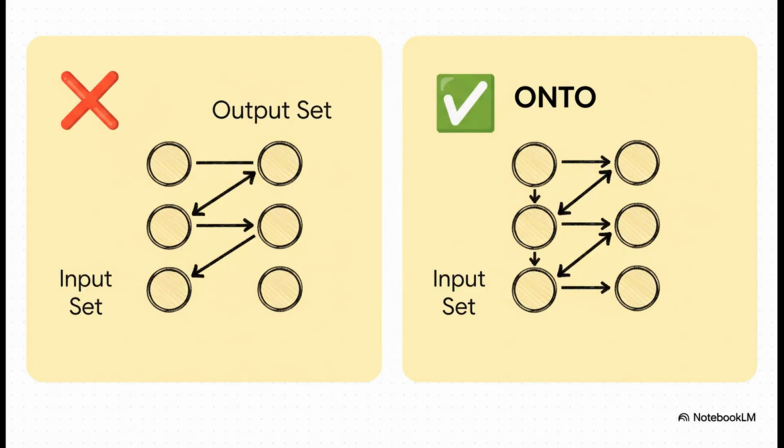Let's look at this side by side. On the left, see that function that isn't onto? Notice that little output at the bottom with no arrow pointing to it? It's been left out. In this case, the set of actual outputs, we call that the range, is smaller than the set of all possible outputs, the codomain. But now look at the right. That's an onto function. Every single possible target is hit. The range and the codomain are exactly the same.